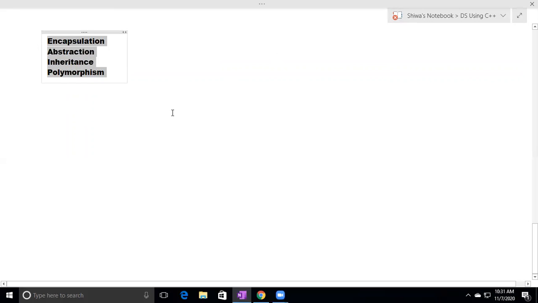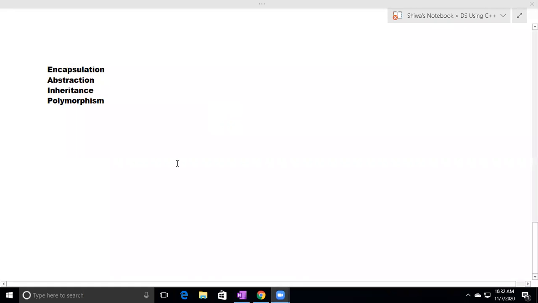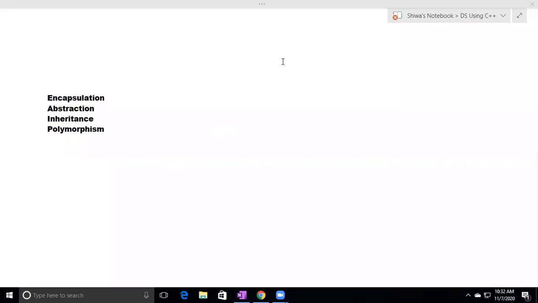These are called OOPS concepts. If any language supports these four concepts, encapsulation, abstraction, inheritance, and polymorphism, that language is called an object-oriented programming language.